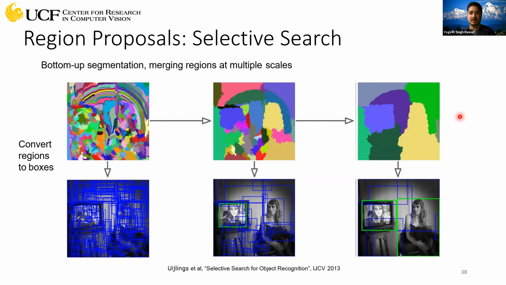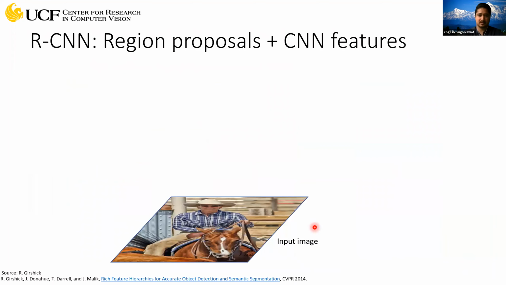You keep doing that, and this way you get proposals of different sizes or scales. You can see here that your proposals are mostly very small, and they increase as you go further. In this one, you have much bigger proposals, which represent the full objects. So instead of doing sliding window, you use all these proposals as potential locations for your objects, and then you use a standard CNN to extract features from these locations and classify.